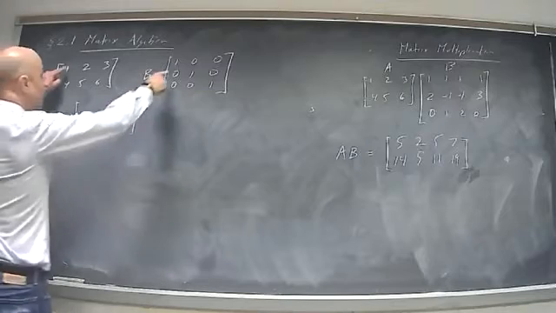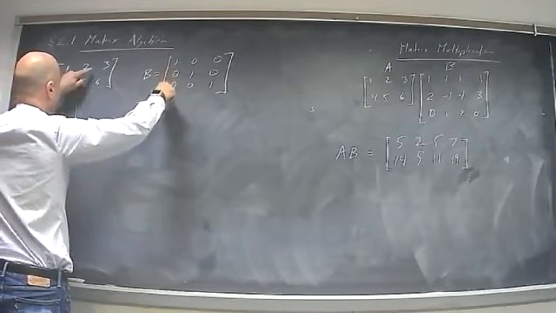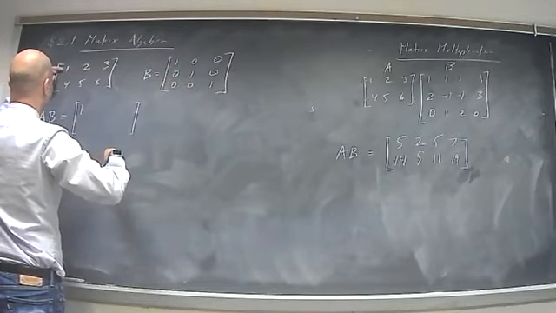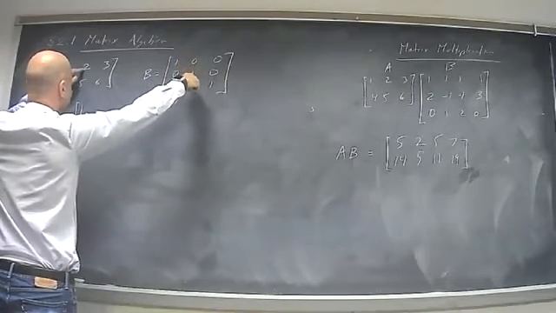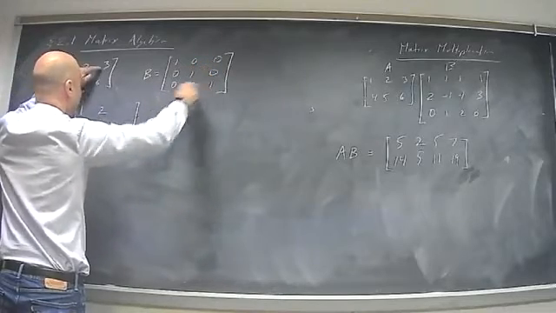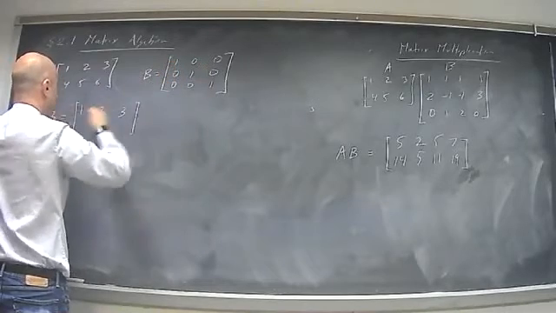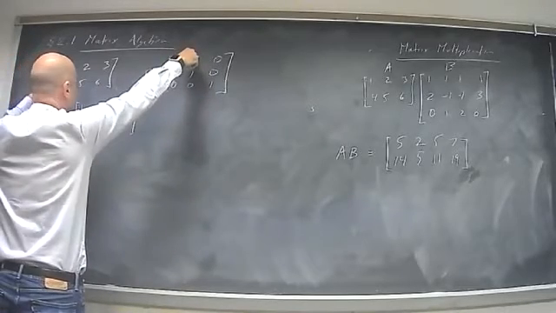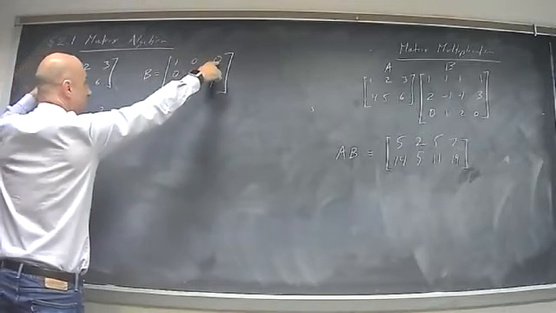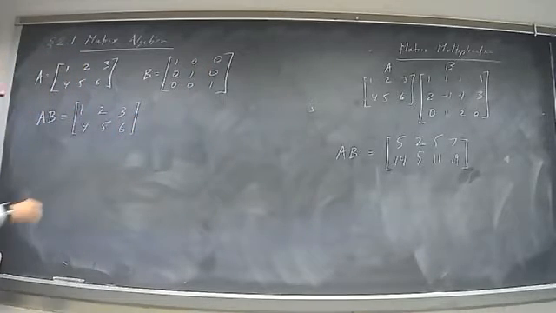So first row, first column, 1 times 1 is 1, plus 0, plus 0. Let's do first row, second column, 0 plus 2 plus 0. First row, third column, 0 plus 0 plus 3. Second row, first column, 4 plus 0 plus 0. Second row, second column, 0 plus 5 plus 0. Second row, third column, 0 plus 0 plus 6. Hey, AB looks like it equals A.